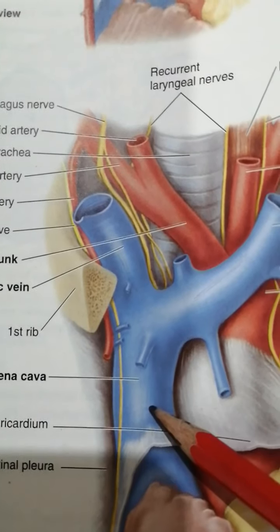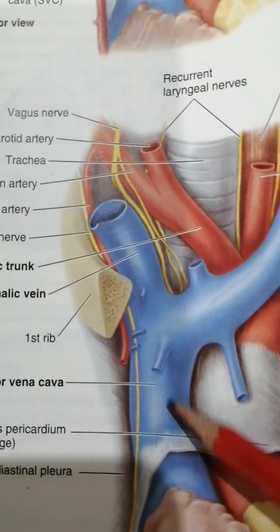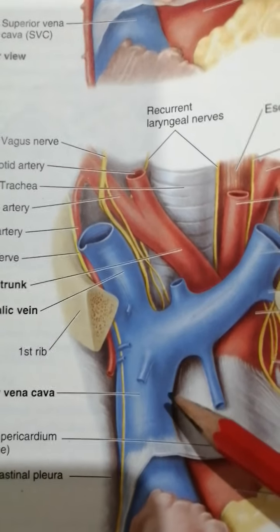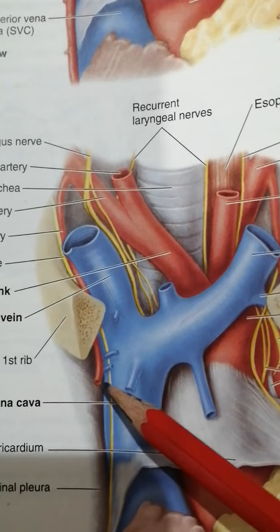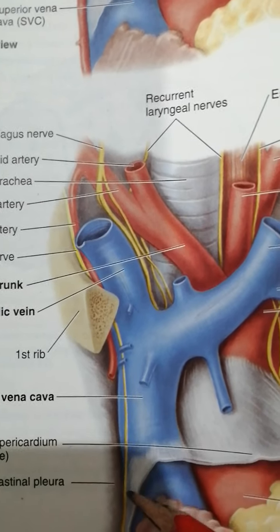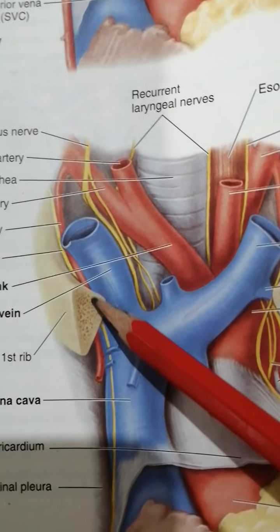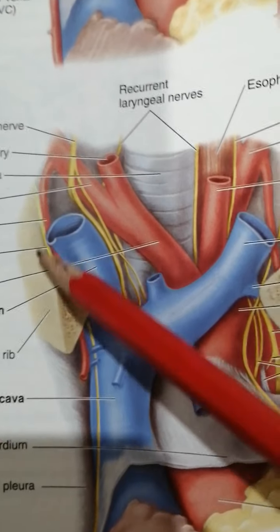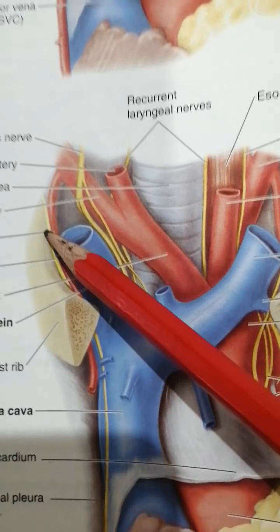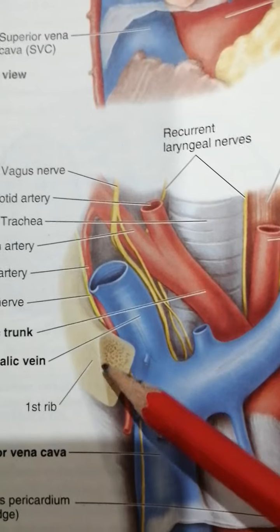The right phrenic nerve lies between the superior vena cava and the mediastinal pleura, ठीक है. जो राइट फ्रेनिक नर्व है वो ये जा रही है आपकी, ठीक है, ये नीचे से आ रही है, ये पूरी की पूरी ये राइट फ्रेनिक नर्व है, ठीक है. This right phrenic nerve lies between the superior vena cava and mediastinal pleura.